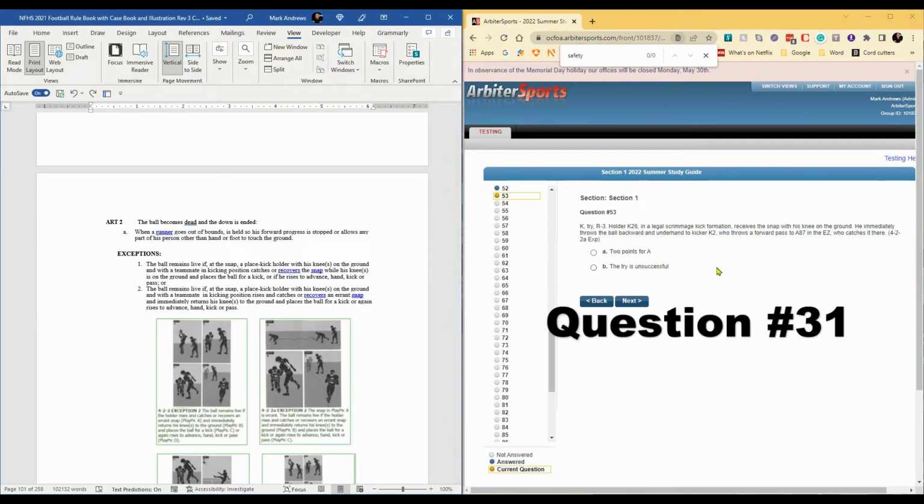Okay, question 53. This was a little tricky, and believe it or not, this has happened a few times, and we've gotten it wrong. We've missed it. So pay attention. K, it's a try. Holder K26 in a legal scrimmage kick formation, so he's at least 7 yards behind the snapper, receives the snap with his knee on the ground. He immediately throws the ball backward and underhand to kicker K2, who throws a forward pass to A87 in the end zone, who catches it there. Is that 2 points, or is the try unsuccessful?